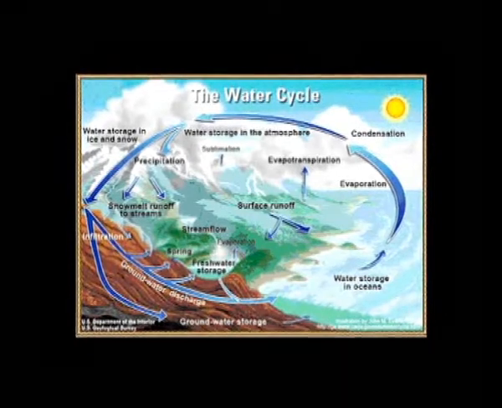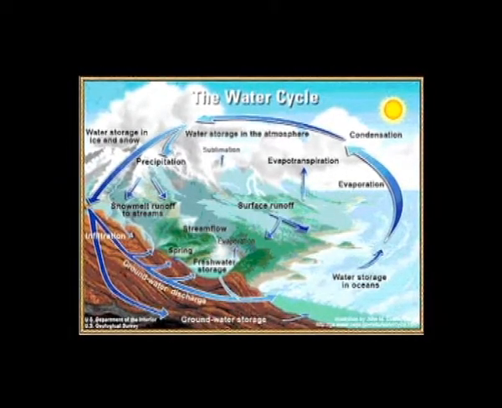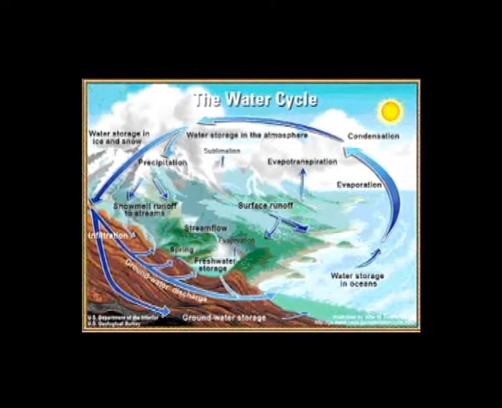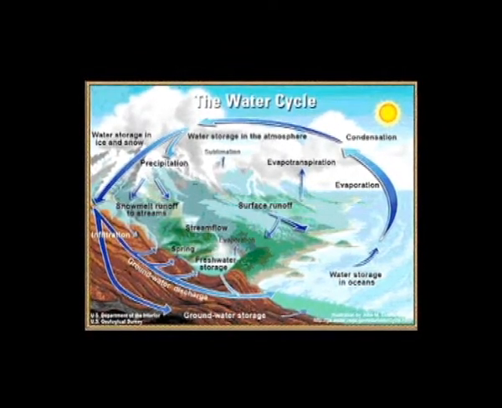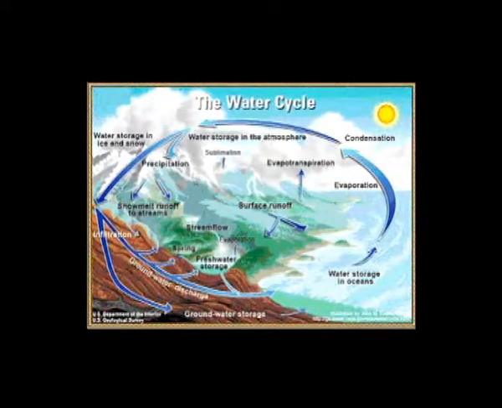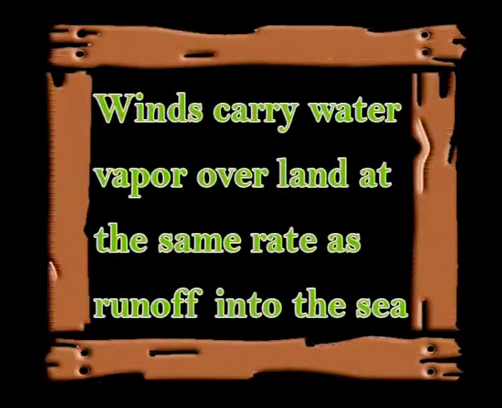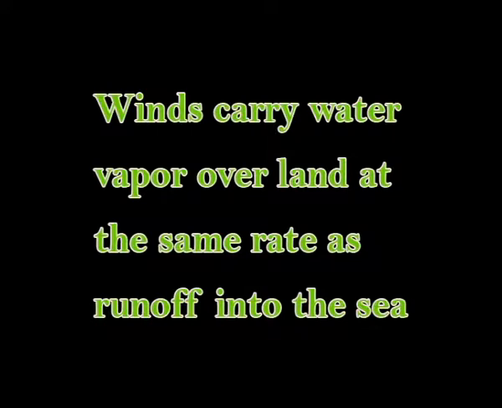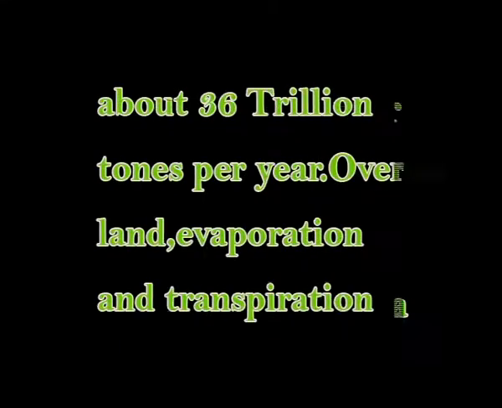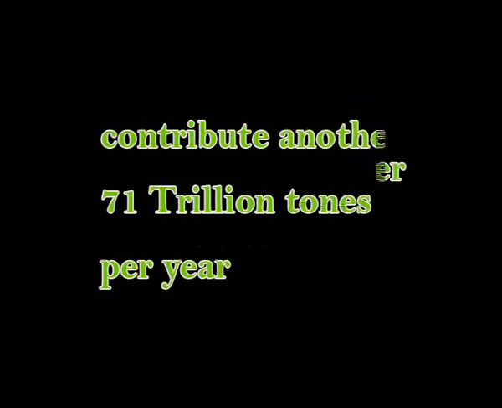Precipitation from water vapor condensing from the air and falling to earth or ocean. Runoff from the land usually reaching the sea. Most water vapor over the oceans returns to the oceans, but winds carry water vapor over land at the same rate as runoff into the sea, about 36 trillion tons per year. Over land, evaporation and transpiration contribute another 71 trillion tons per year.